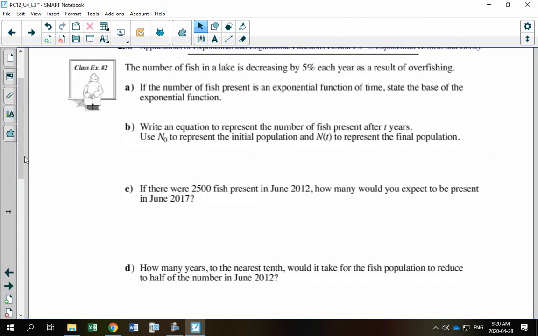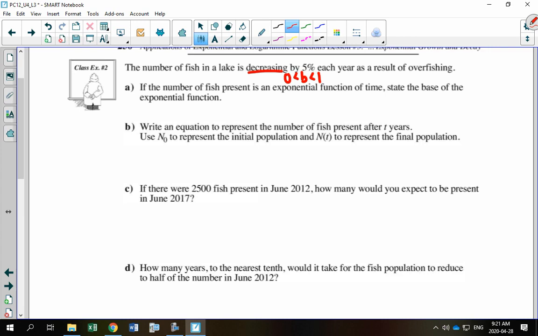If the number of fish in a lake is decreasing, that means our base will have to be between 0 and 1, by 5% each year as a result of overfishing. If the number of fish present is an exponential function of time, state the base of the exponential function. Okay, so this time it's a little bit different.